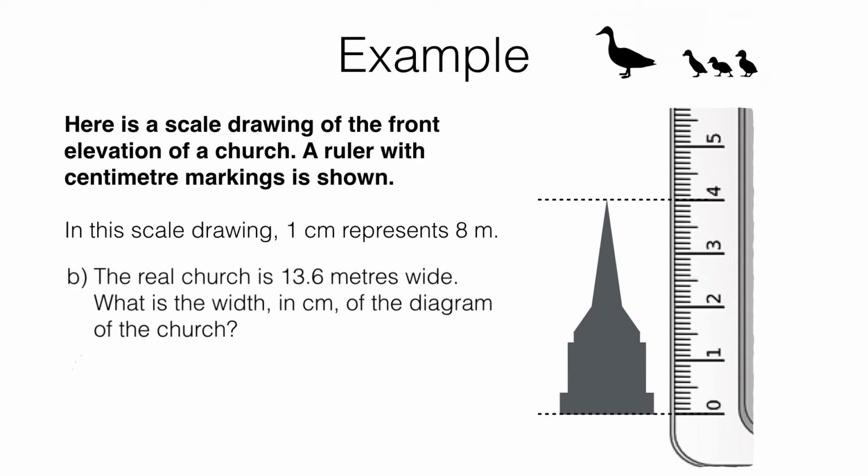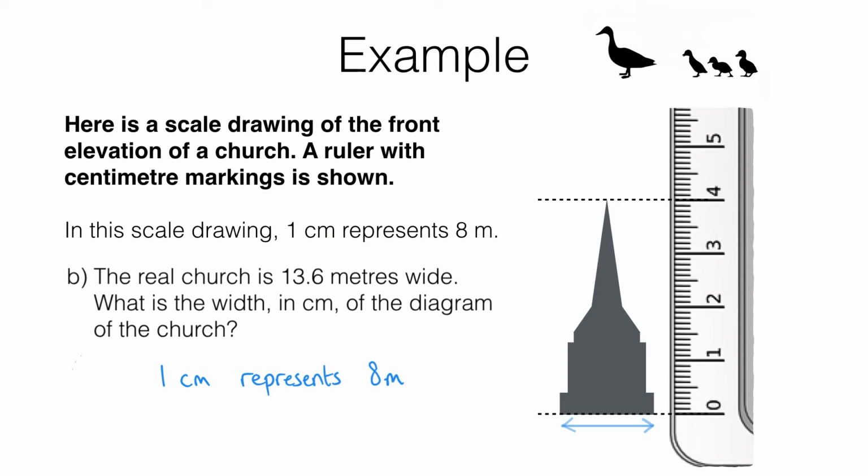Here's question B. We're told that the real church is 13.6 metres wide. So this length here is 13.6 metres in real life. Now we need to work out what the width is in centimetres of this scale diagram. I'm going to start by writing what we know. We know that 1 centimetre represents 8 metres, so I'll write that here.